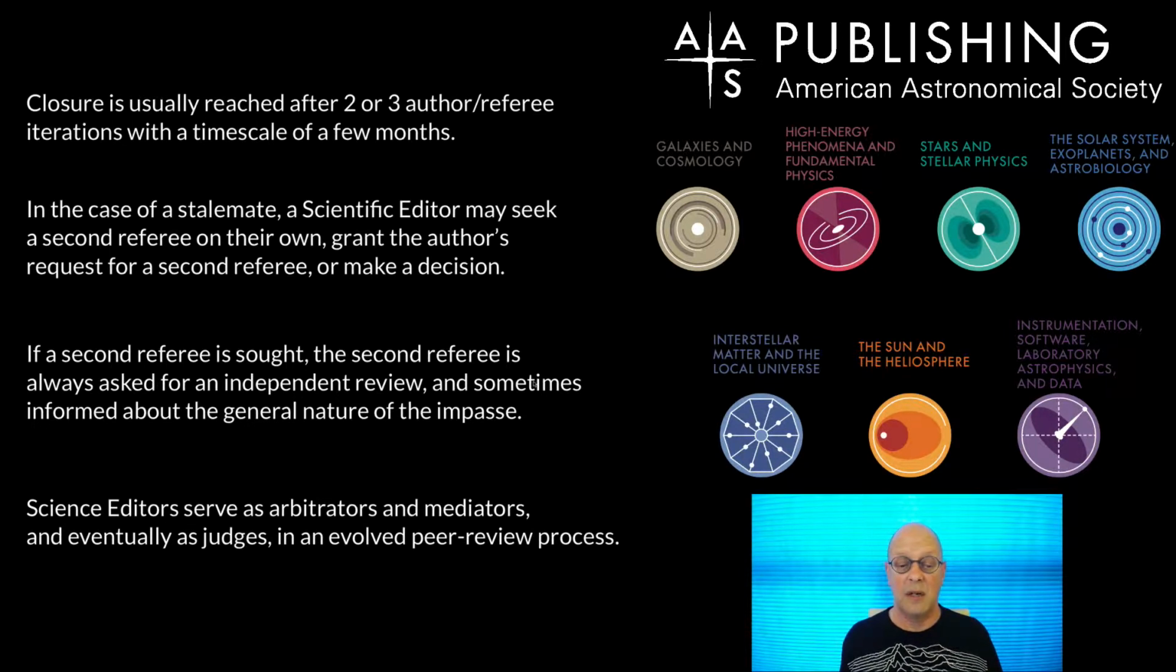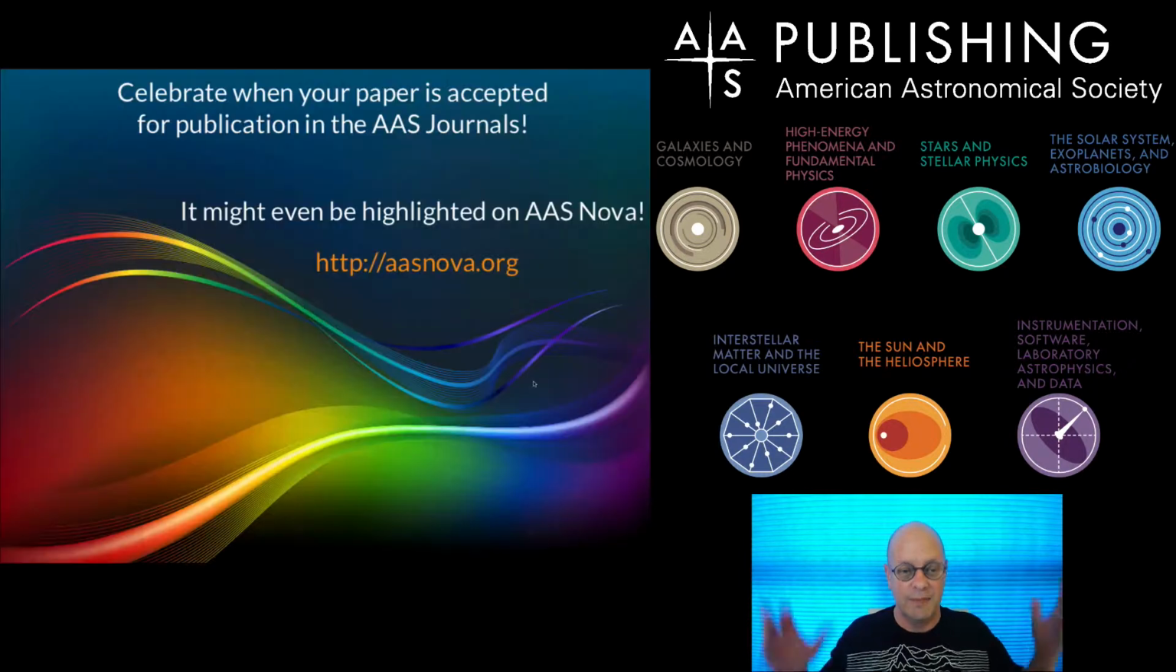If there happens to be a stalemate and convergence is not reached, a scientific editor may seek a second referee on their own, grant the author's request for a second referee, or simply make a decision based on the information given. If a second referee is sought, the second referee is always asked for an independent, clean sheet review, and is sometimes informed about the general matter of the impasse with the previous reviewers. In the end, the scientific editors serve as arbitrators, mediators, and eventually as judges in evolved peer review processes.